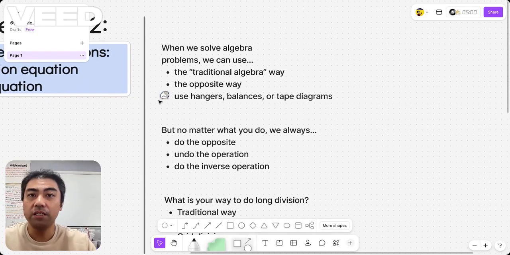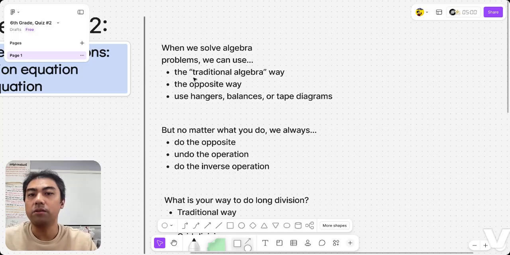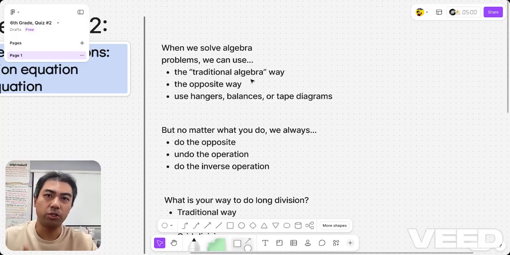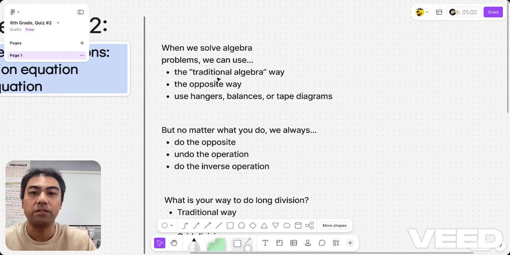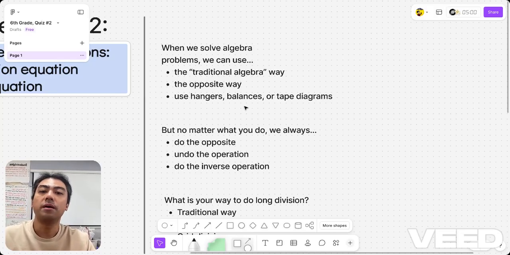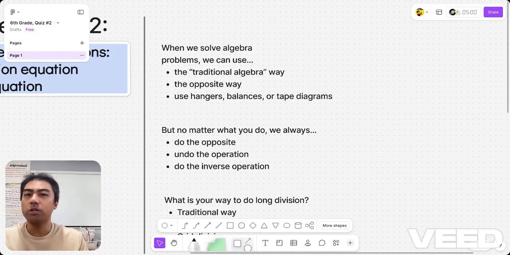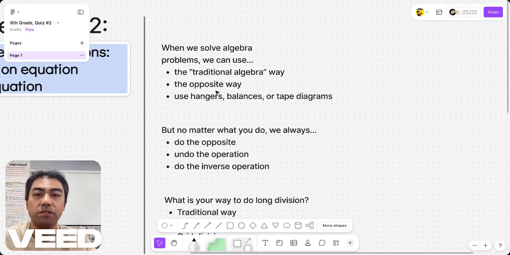Things to keep in mind. Whenever we solve algebra problems, we can use the traditional algebra way, which is what I used to do when I was a student and what most people learn how to do. And then there's also we can use drawings like hangers, balances, or tape diagrams. So there's different ways to solve algebra problems. But no matter which way you decide to use, we always do the opposite. We always do the opposite, no matter which of these three ways you use.